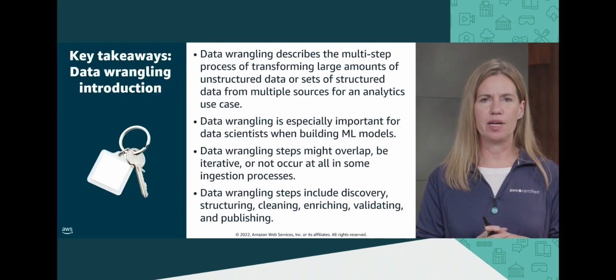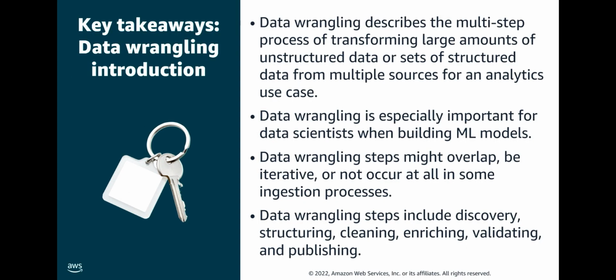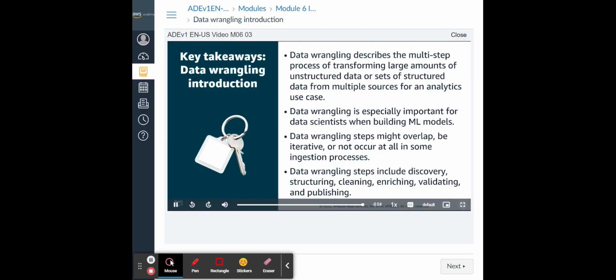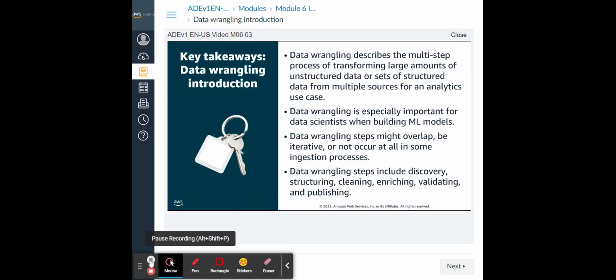Here are a few key points to summarize this section. Data wrangling is a multi-step process with steps that overlap and iterate differently depending on the data source and the use case. Data wrangling steps include discovery, structuring, cleaning, enriching, validating, and publishing.